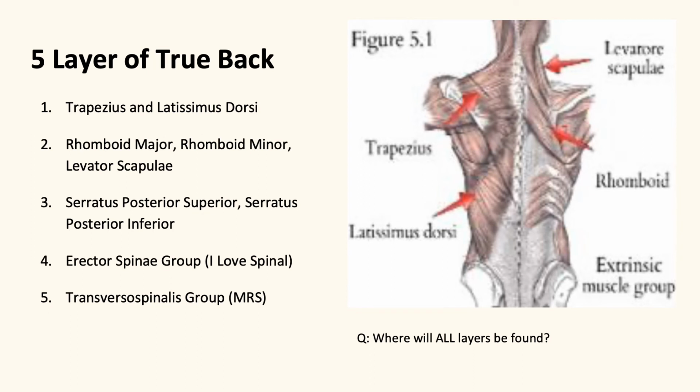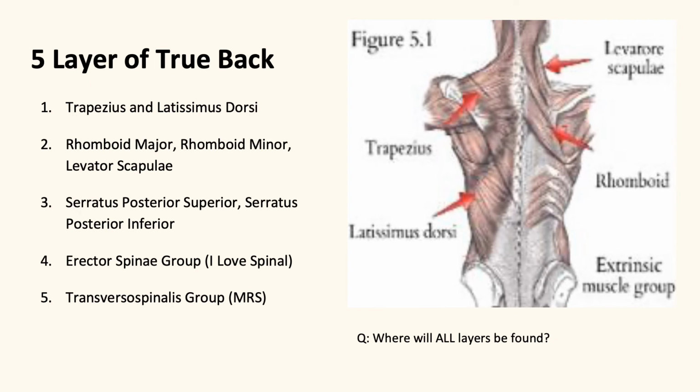Layer 2 is all muscles with 2 words to their name, so rhomboid major, rhomboid minor, and levator scapulae. Layer 3 conveniently all have 3 words in their name, so serratus posterior superior and serratus posterior inferior. And then layer 4 is your erector spinae group, so that's your I love spinal muscles. So iliocostalis, longissimus, and spinalis. If you have to list out all of the 5 true layers of the back, he typically will let you write the erector spinae group, but you should know which muscles are part of that group.